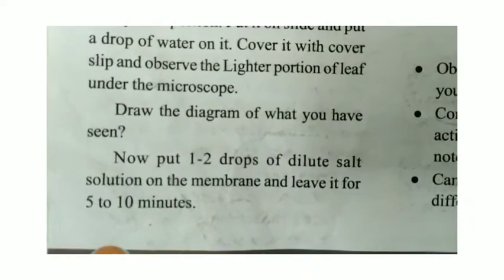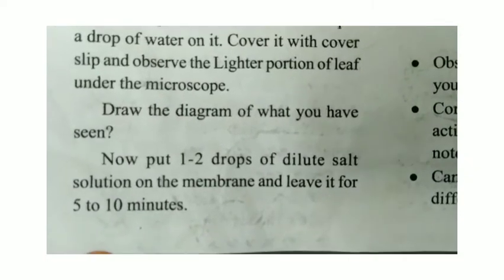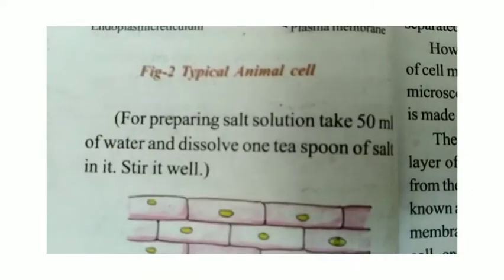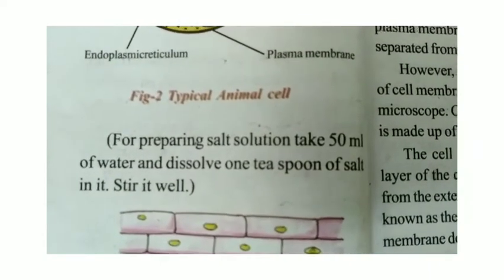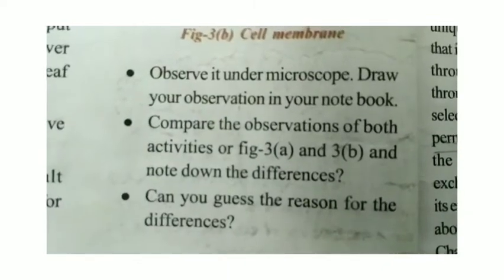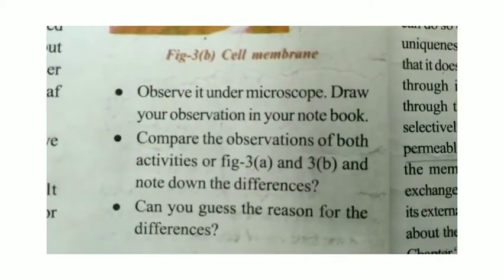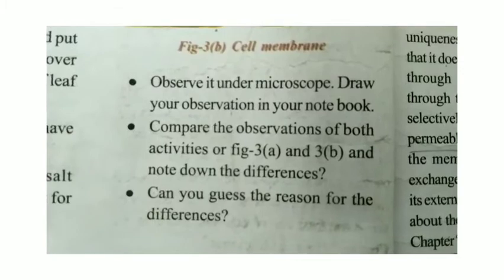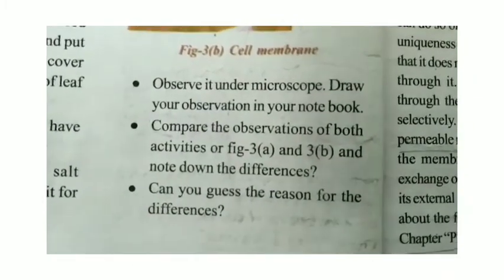After seeing the diagram of the cell membrane, you have to put 1-2 drops of dilute solution on the membrane and leave it for 5 to 10 minutes. For preparing the salt solution, take 50 ml of water and dissolve 1 teaspoon of salt in it. Stir it well. Observe it under the microscope, draw your observation in a notebook and compare the observations of both activities, figure 3a and 3b. I will show you the 3b figure; note down the differences or guess the reason for the differences.